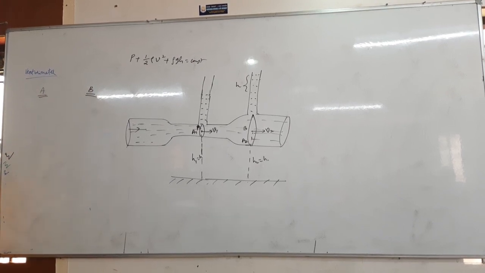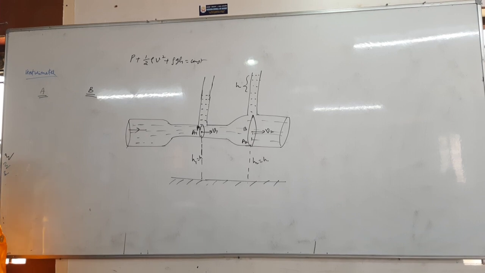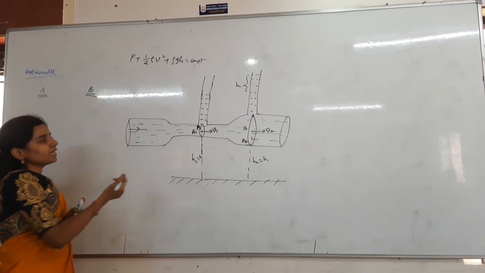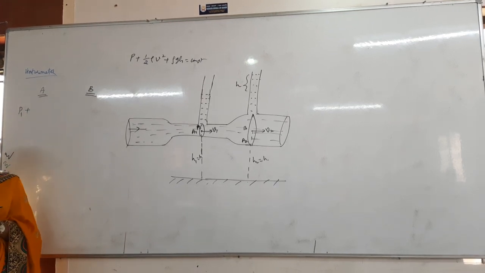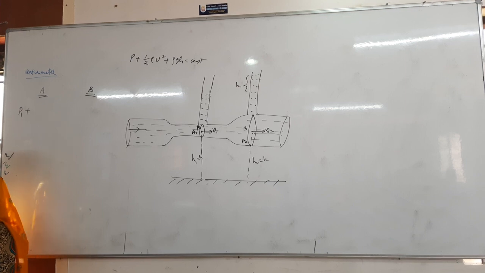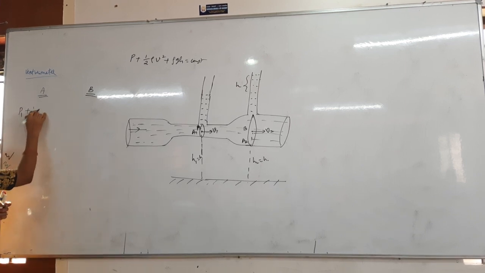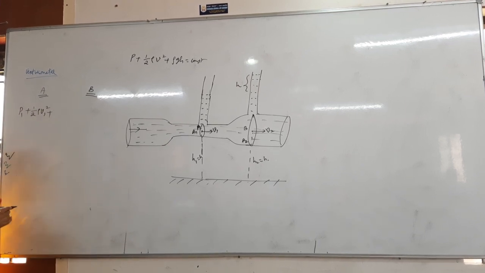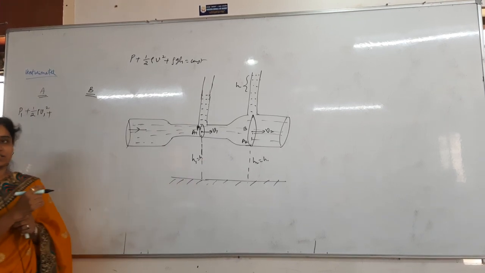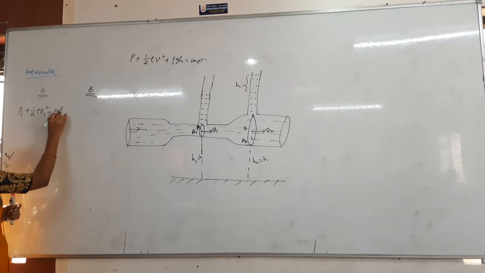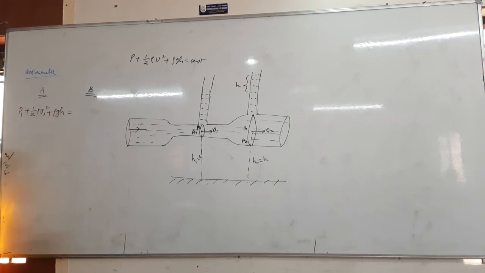At A, what is the pressure energy per volume? Pressure at A is PA, you can take it as PA, otherwise P1, anything you can take. P1 plus kinetic energy is how much? Half rho into V1 square. So that half rho V1 square plus potential energy per volume is how much? Mg into how much height is there? H is there. So that rho G into H. That is at point A.